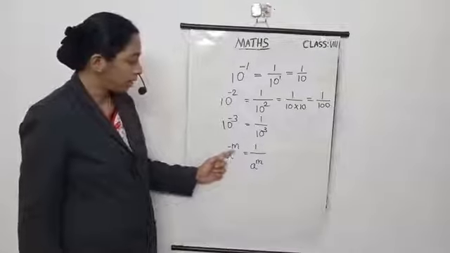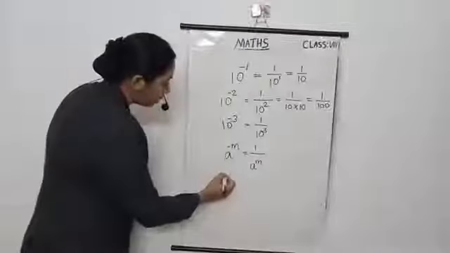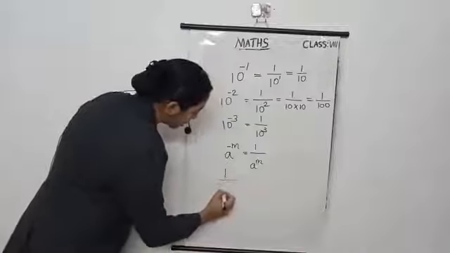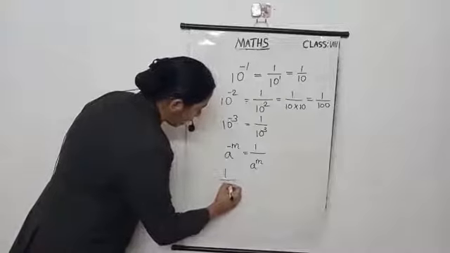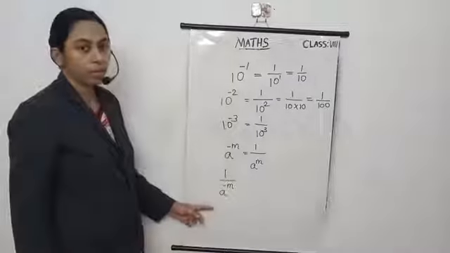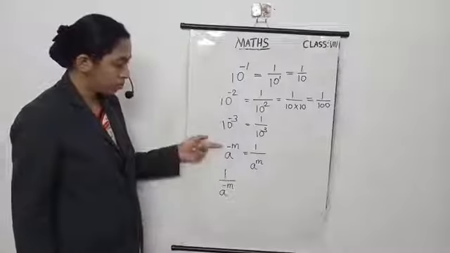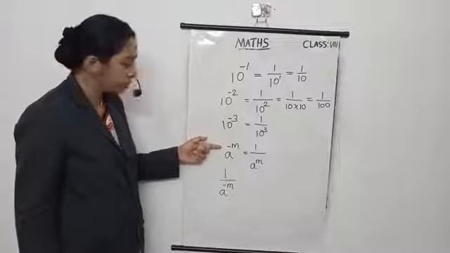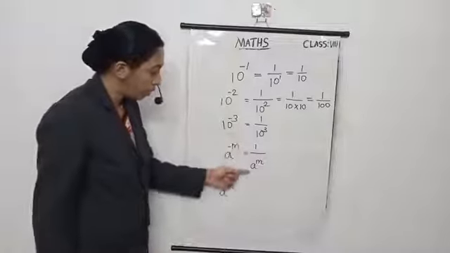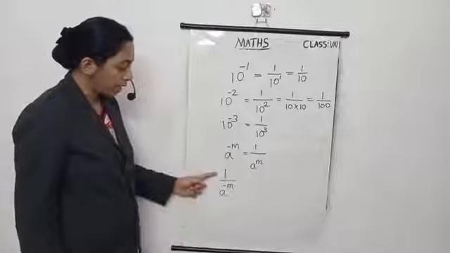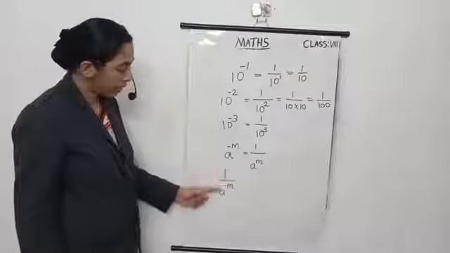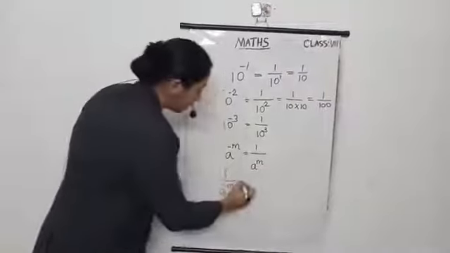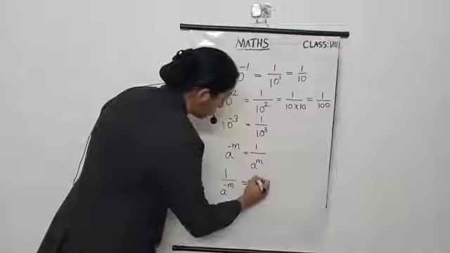A is the base, m is the power. Then based on this, another exponent formula: 1 by a raised to minus m. This is a raised to minus m, just a raised to minus m. This is equal to 1 by a raised to m. Then next is 1 by a raised to minus m. This is equal to a raised to m.